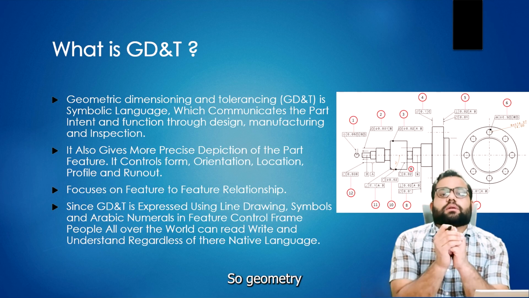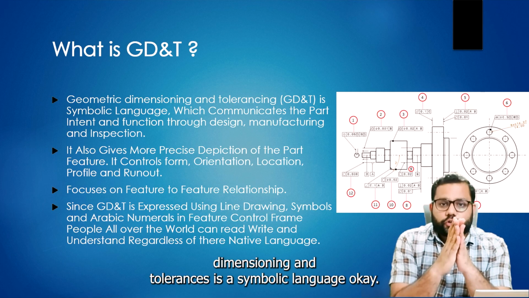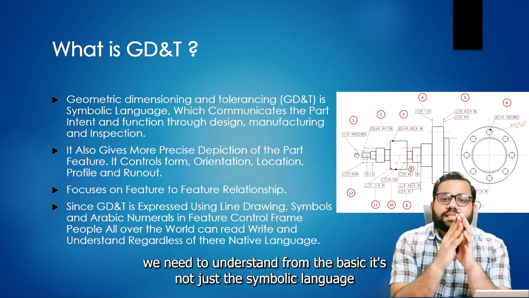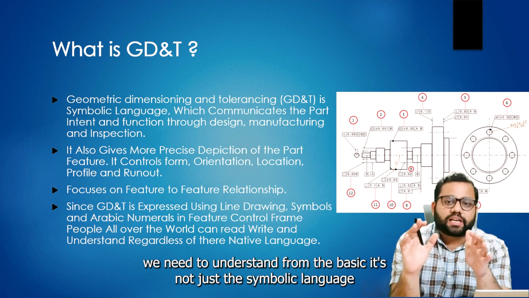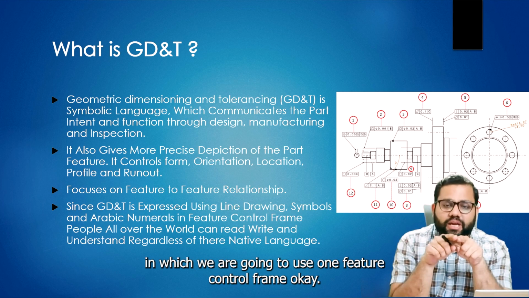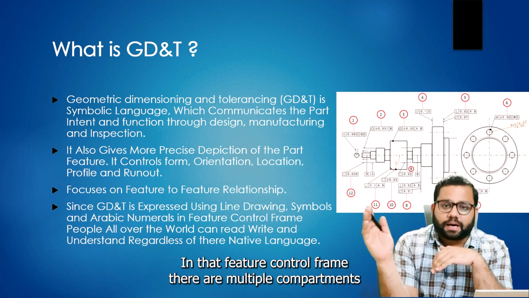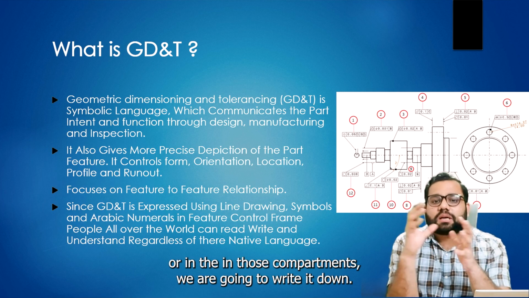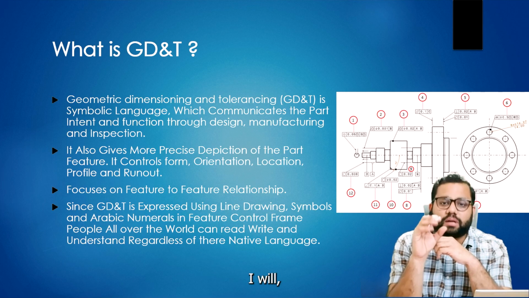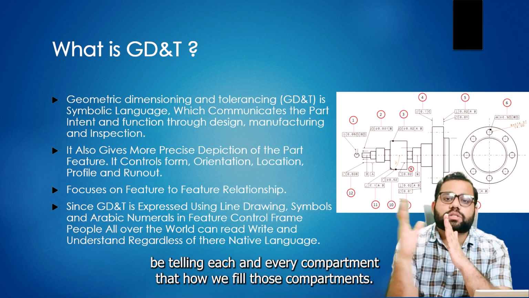So geometric dimensioning and tolerancing is a symbolic language. Okay, so first of all, we need to understand from the basics, it's just a symbolic language in which we are going to use one feature control frame. Okay, in that feature control frame, there are multiple compartments, and in those compartments, we are going to write things down. I will be telling each and every compartment, how we fill those compartments.